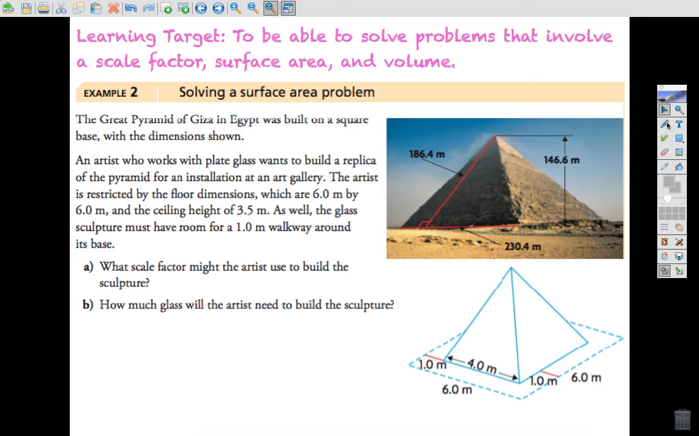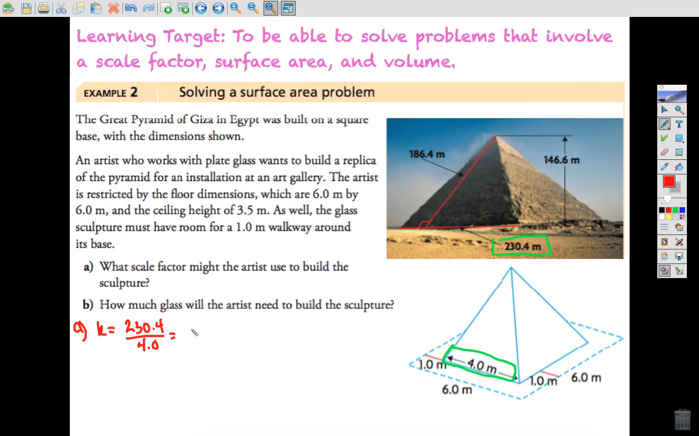Well, I'm just going to pick two measurements that would match up here. I'm going to look at the fact that this 230.4 meters has to match up with this 4 meters. So I'm going to try and determine my scale factor K. I'm going to set up K is equal to 230.4 divided by 4.0. If I do that in my calculator, I get 57.6.